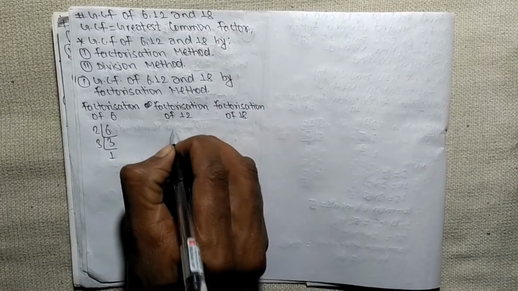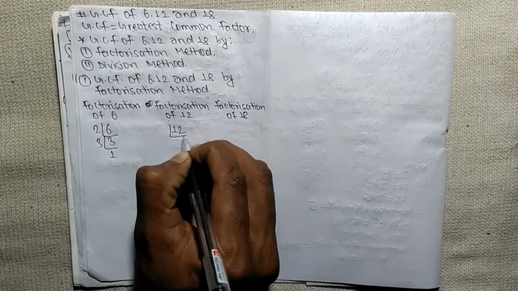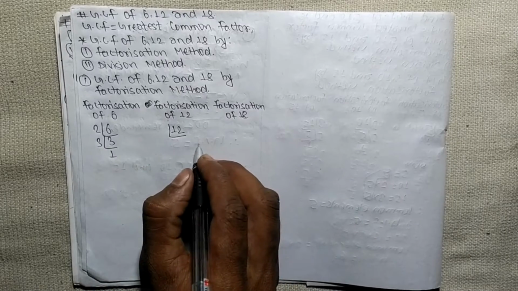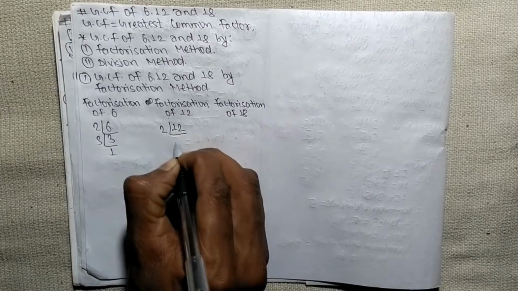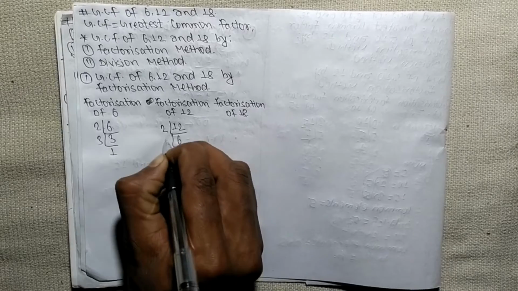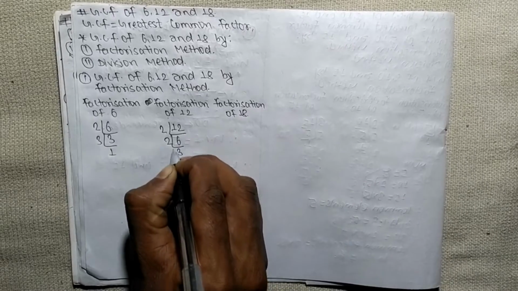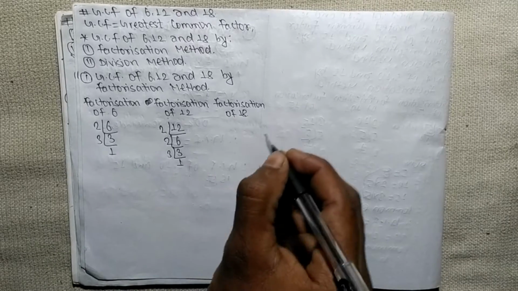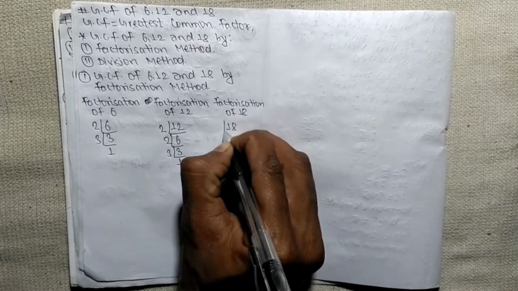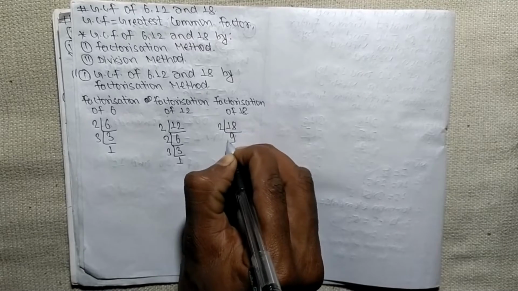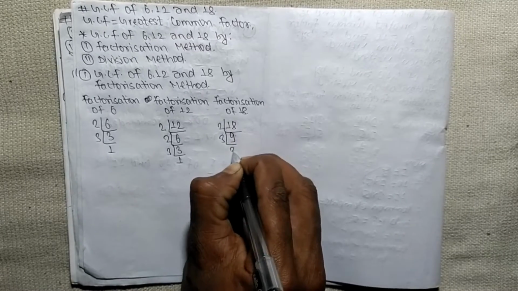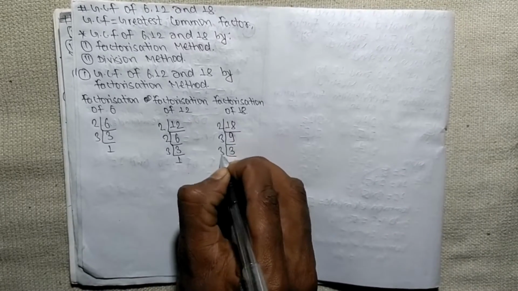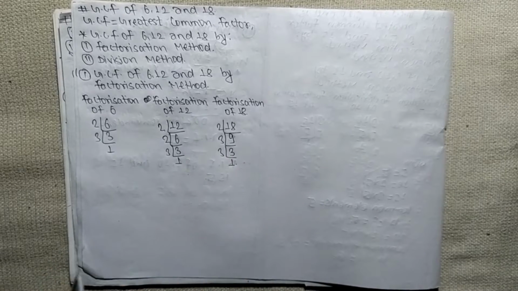Our another number is 12, so we again take the prime factors of 12. It is 2 times 6 means 12, 2 times 3 means 6, and 3 times 1 means 3. At last we have 18. It is 2 times 9 means 18, 3 times 3 means 9 and 3 times 1 means 3.